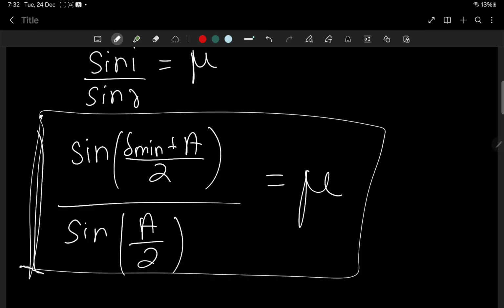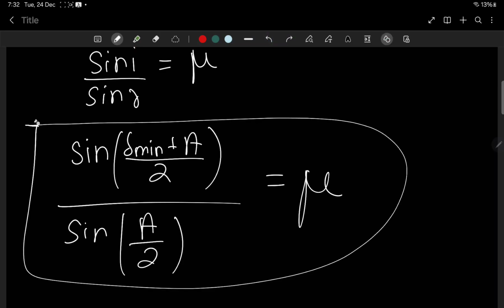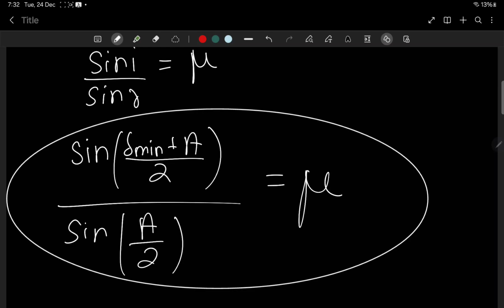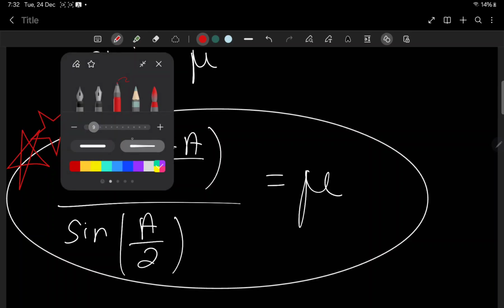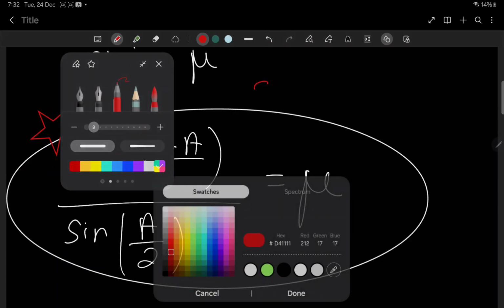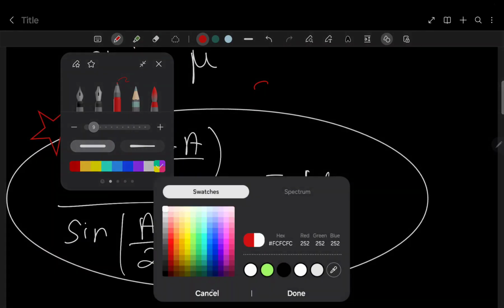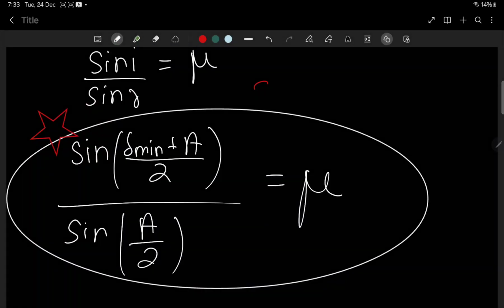Relation, I'll mark it. Yes, very important formula. Next, this is the most important in the following chapter. This formula is the most important in this part.